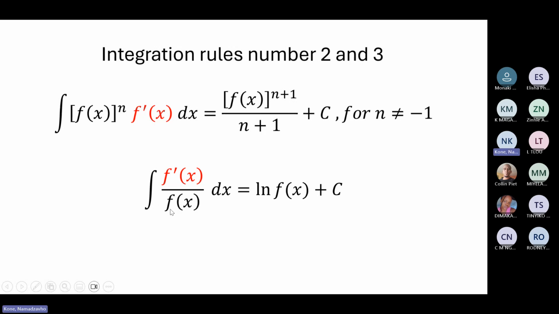If you rewrite this one, if you take it up, to write it like this, it will be f of x inside the bracket, with power minus 1 for this one. Then the derivative must be there as well. Then this derivative must just sit there to allow this one to become ln of f of x.